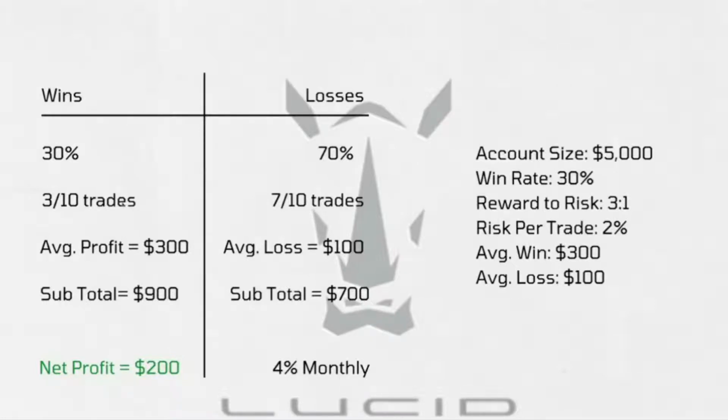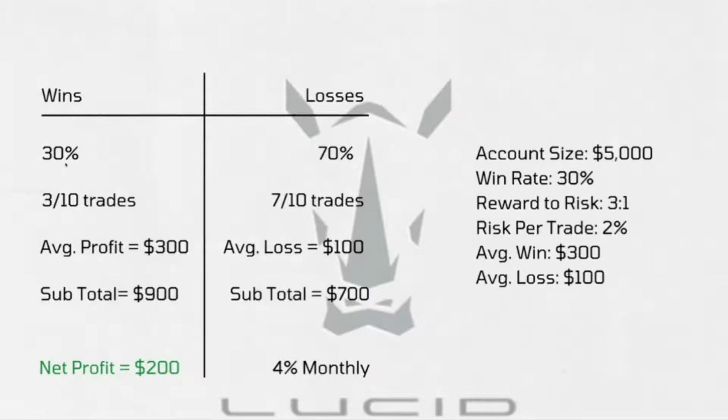So 3 out of 10 trades are going to be wins. Your average profit per trade is going to be $300 because we've got a 3 to 1. And the subtotal of that is going to equal 900. As you can see, without even looking to the right side, peeking down here at the net profit, you're still making money. You're still profitable with a losing record. And this is really low accuracy, in my opinion. You're almost losing 3 trades for every 4 that you take, right? So that's a really low accuracy rate.